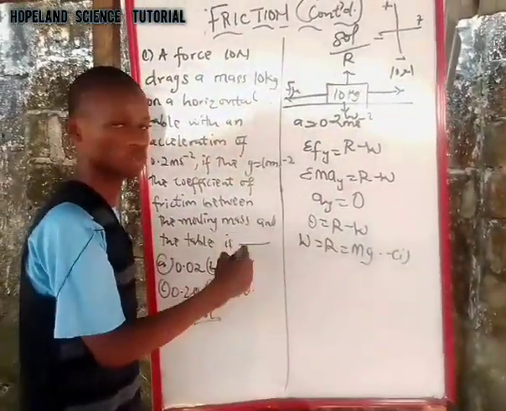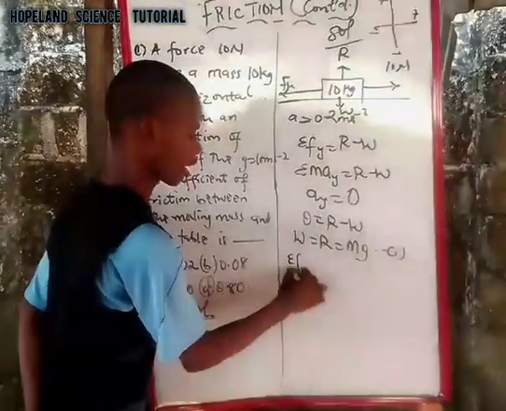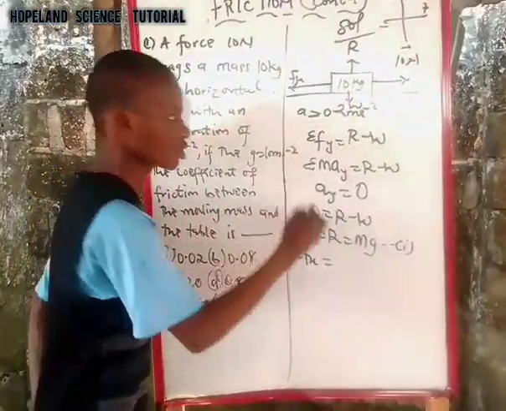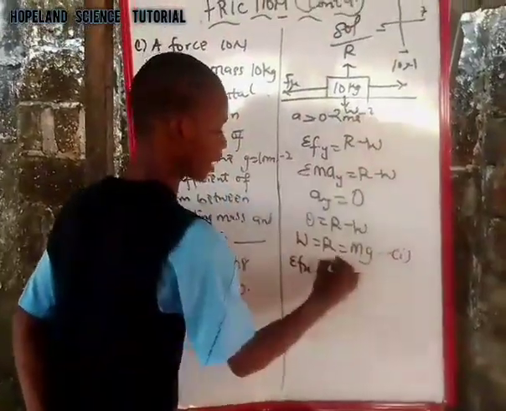Now going to the horizontal component, we are going to have summation Fx equals to, now which of the forces is pointing towards the positive x-axis? We have 10, which is the force applied, Fa.